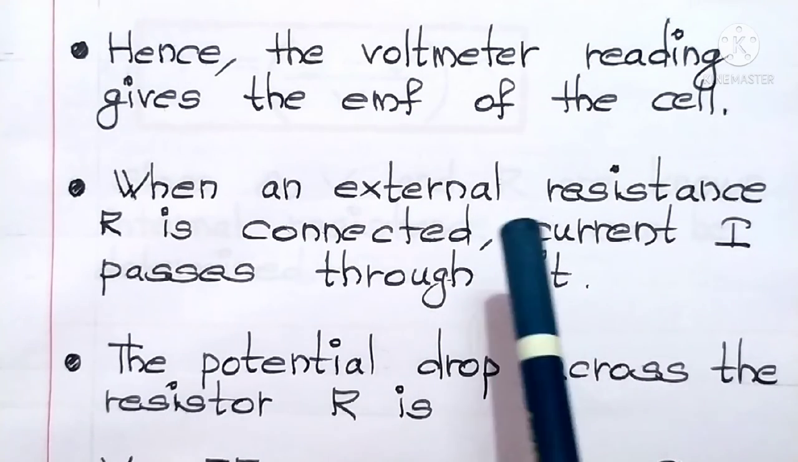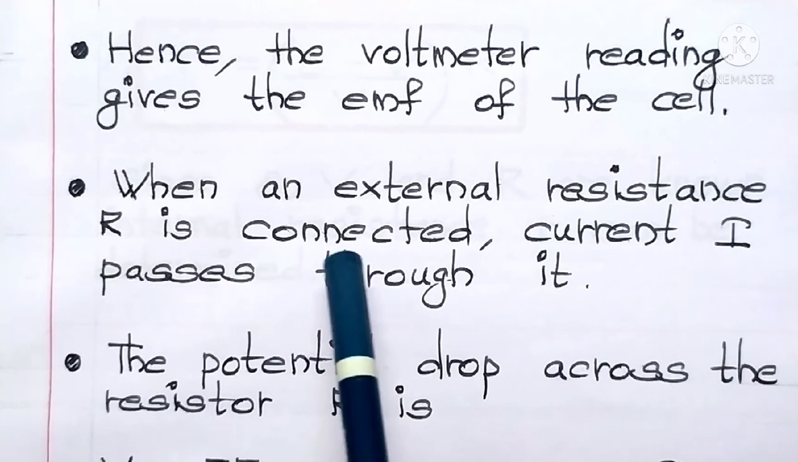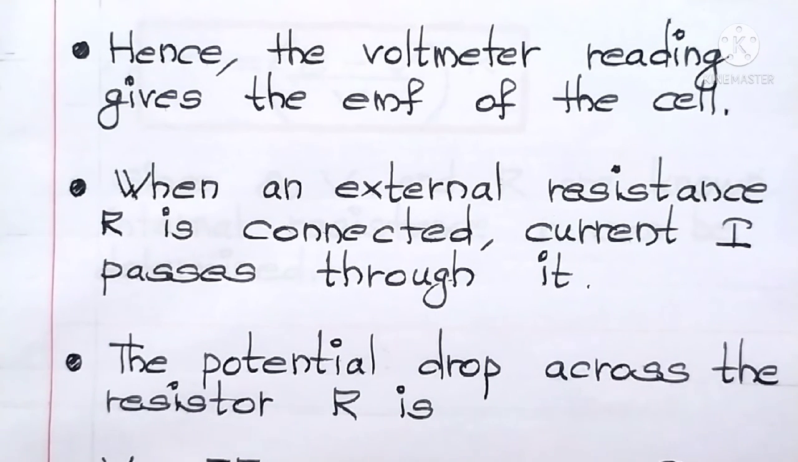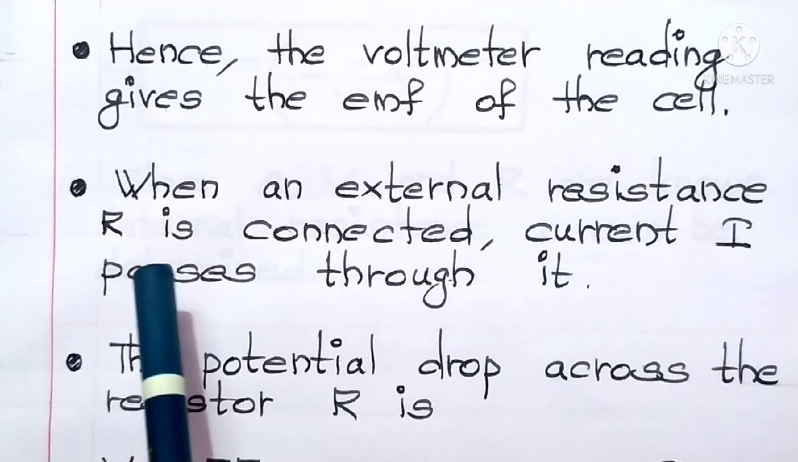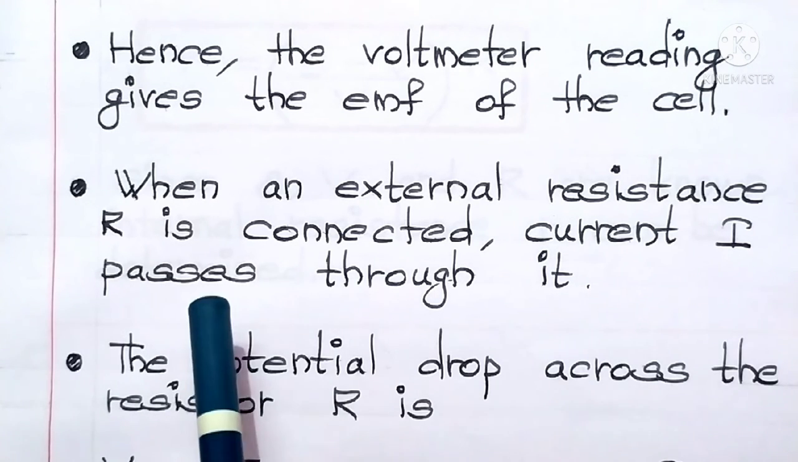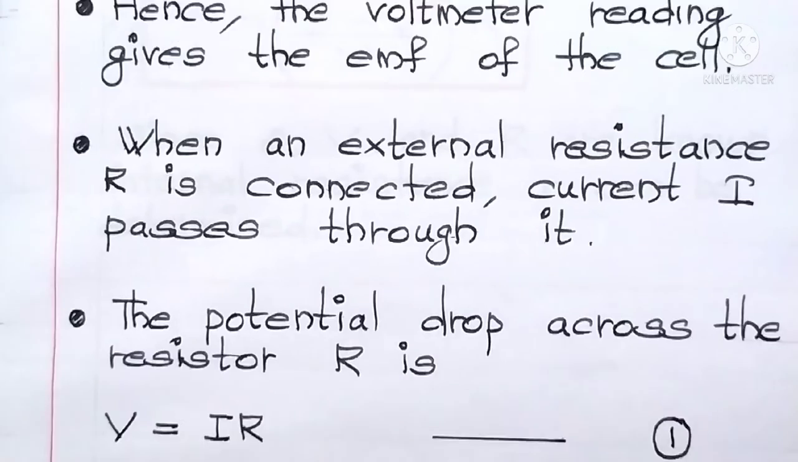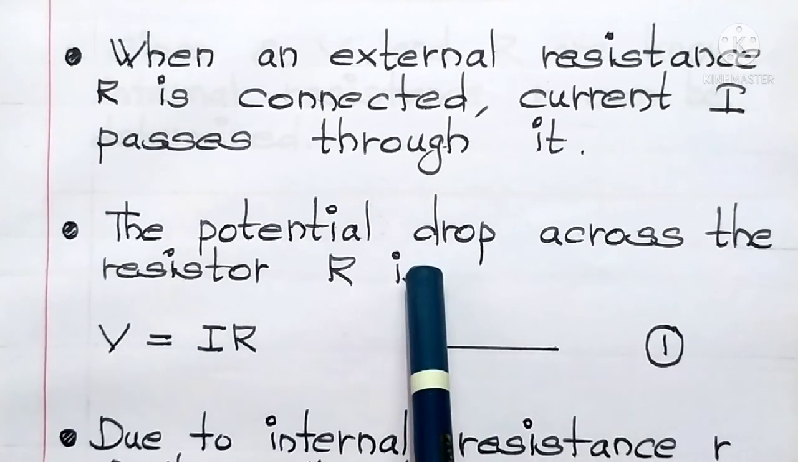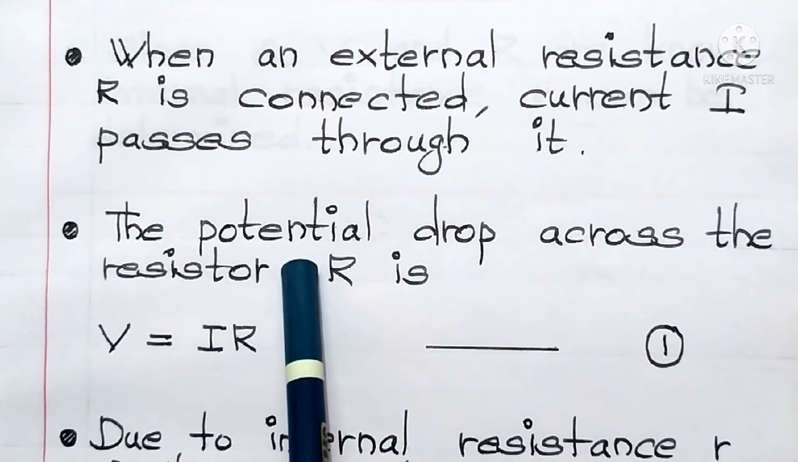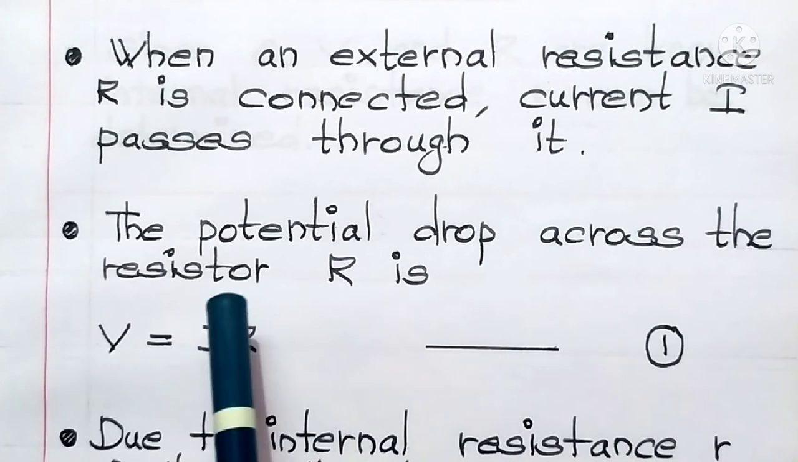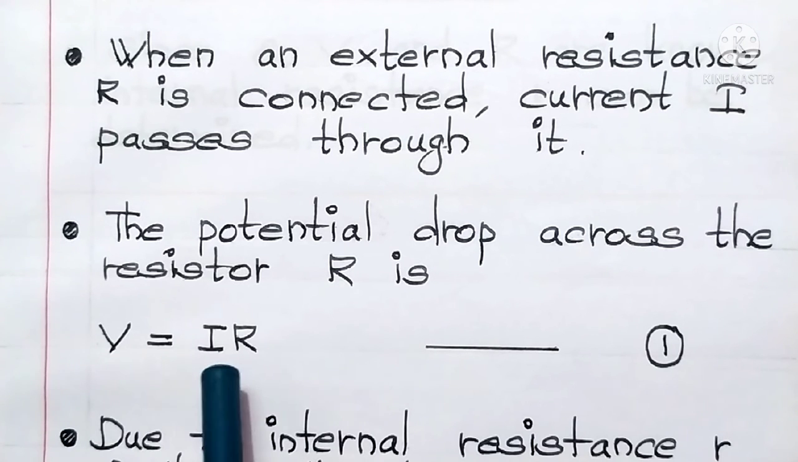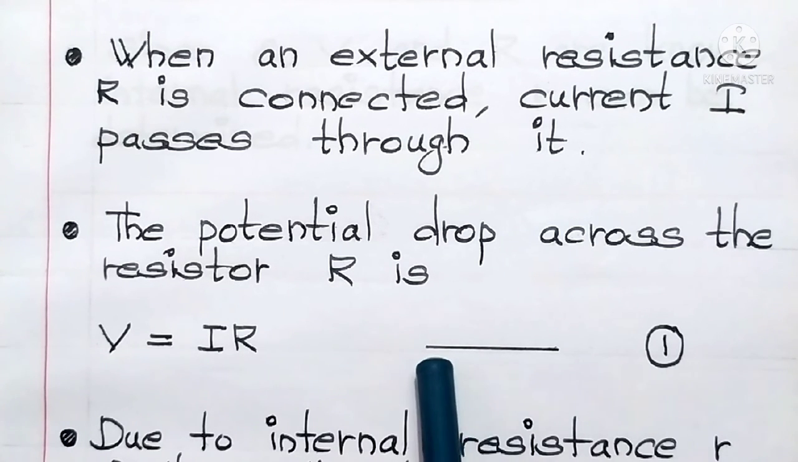When an external resistance R is connected, current I passes through it. Now what will happen? A potential drop occurs. So the potential drop across the resistor R is V equal to IR. Let us consider this as equation number 1.